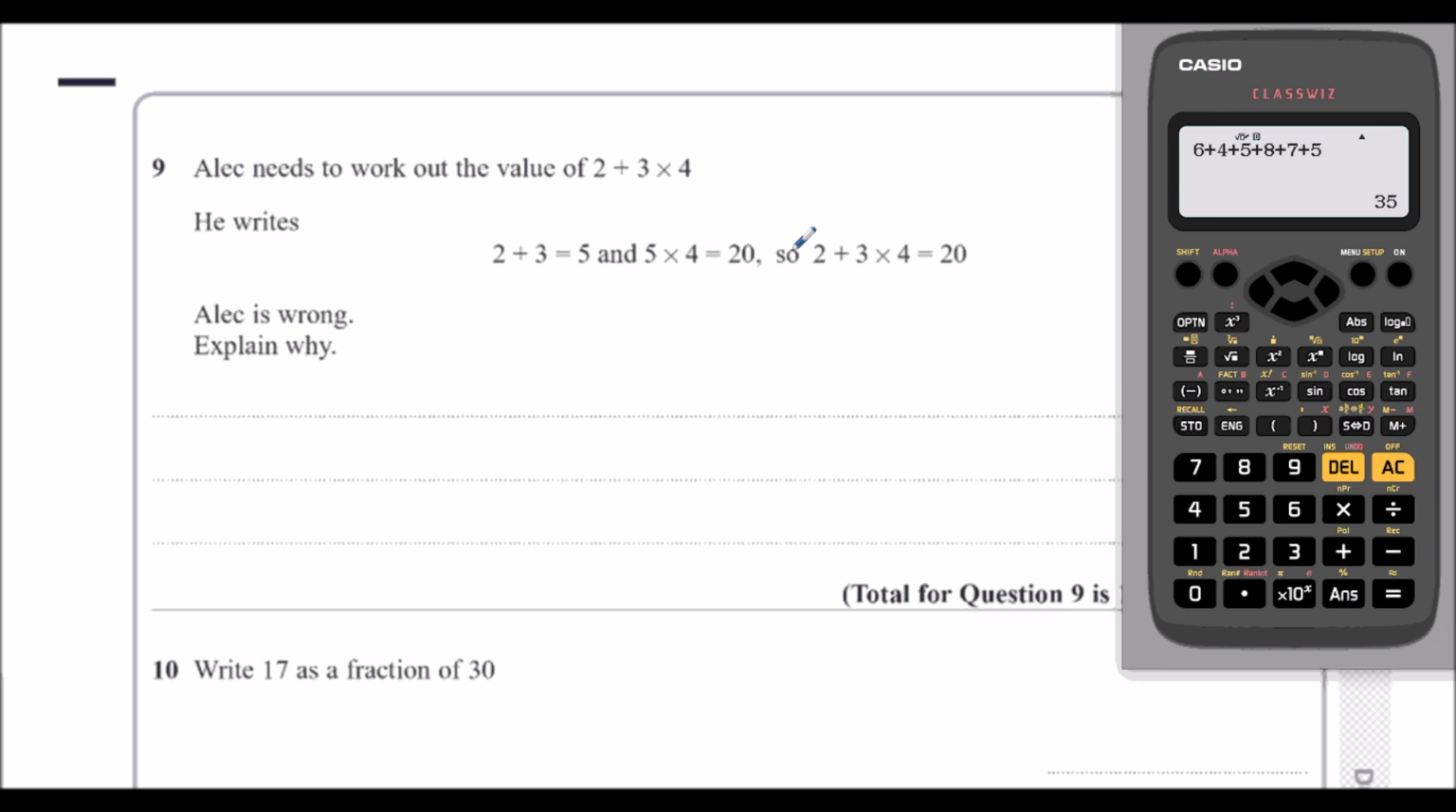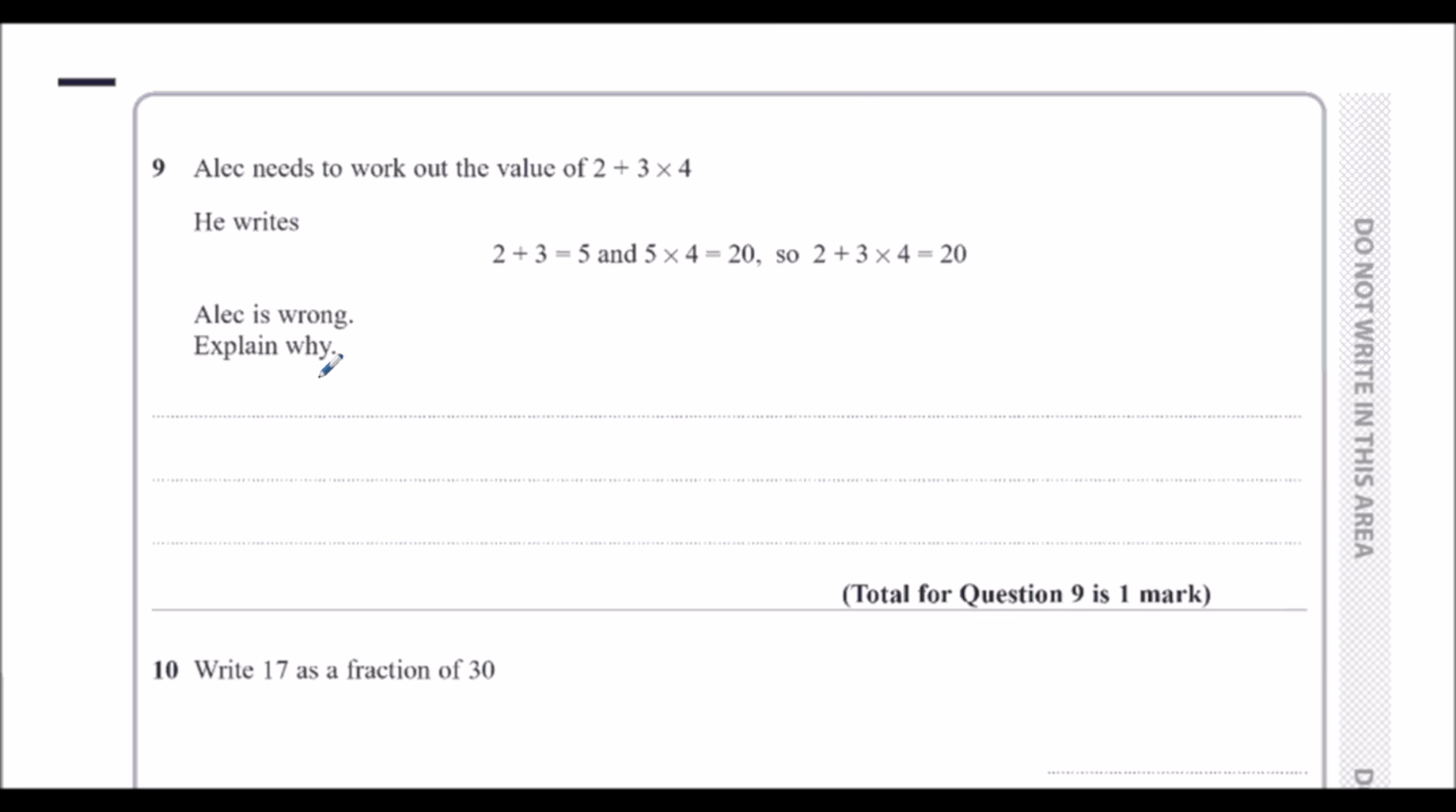And if we did type that in the calculator it would follow the correct order. So we do our multiplication before we add. So we need to do 3 times 4 first, which would be 12, and then 2 plus 12, which is 14.